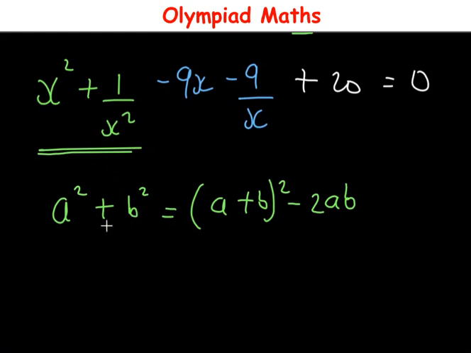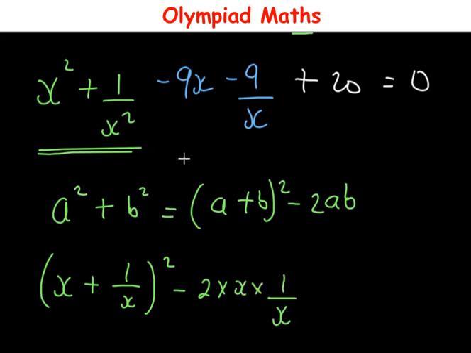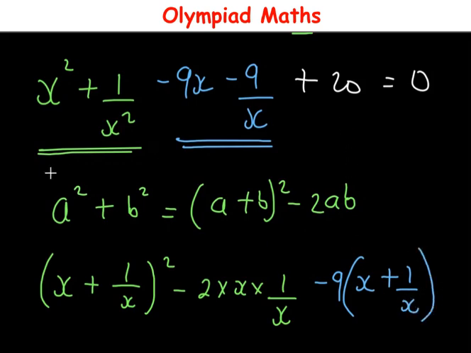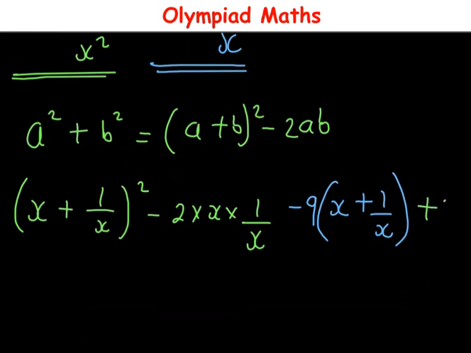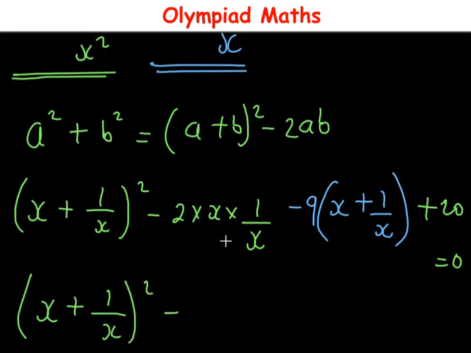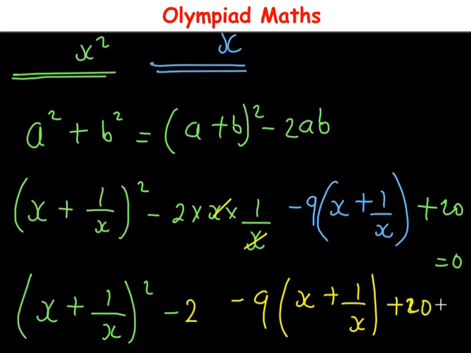So in this case, expanding this, we have (x + 1/x) squared minus 2 times x times 1/x. Then factorizing out -9 from this, we have -9 times (x + 1/x). Then we have plus 20, and this equals 0. So from here, (x + 1/x) squared, then minus, we cancel the x, 2 times 1, we have -2, then -9 times (x + 1/x), then plus 20, this equals 0.